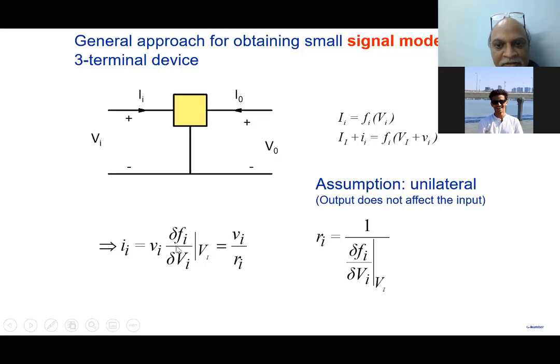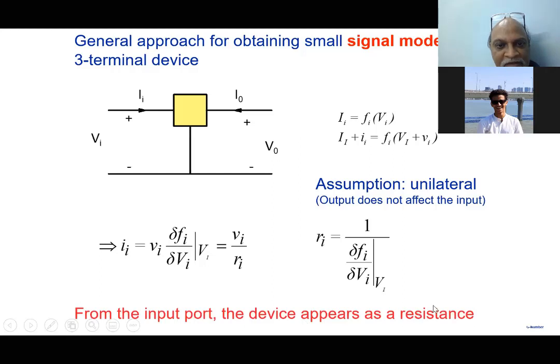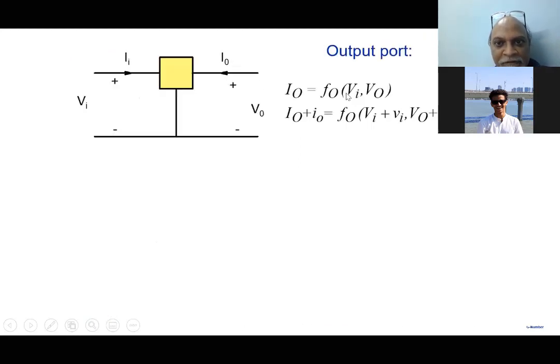And the first term has only the first derivative, okay? So from the input port, the device appears as a resistance from this side here. From the output side, I0 is a function of both Vi and V0. And therefore, we want to find out what would be the incremental change in I0 here. So we add here. Now, this could be due to an incremental change in Vi or an incremental change in V0.